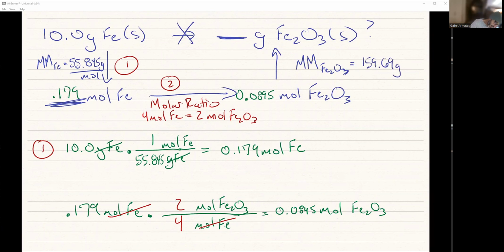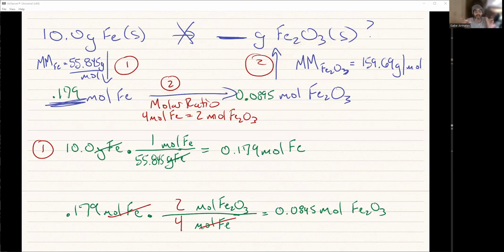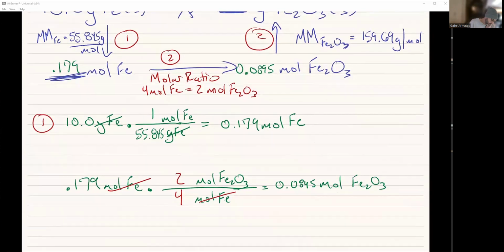159.69 grams per mole. So this last step is going from molar mass to get to moles, molar ratio to get to moles of another substance, and then molar mass to get back to grams. So we're going to be doing a lot of molar masses on either end. And I'm going to point something out in just a second.